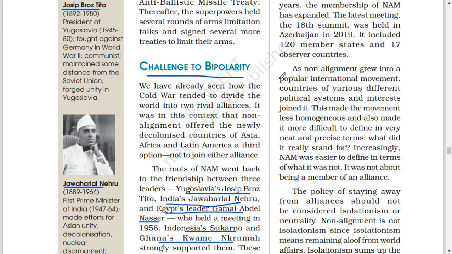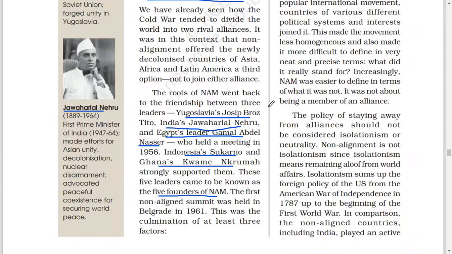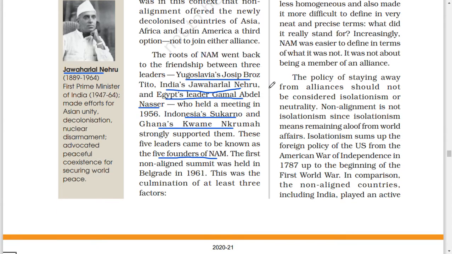What did it really stand for? Increasingly, NAM was easier to define in terms of what it was not. It was not about being a member of an alliance. The policy of staying away from alliances should not be considered isolationism or neutrality. Non-alignment is not isolationism, since isolationism means remaining aloof from world affairs.